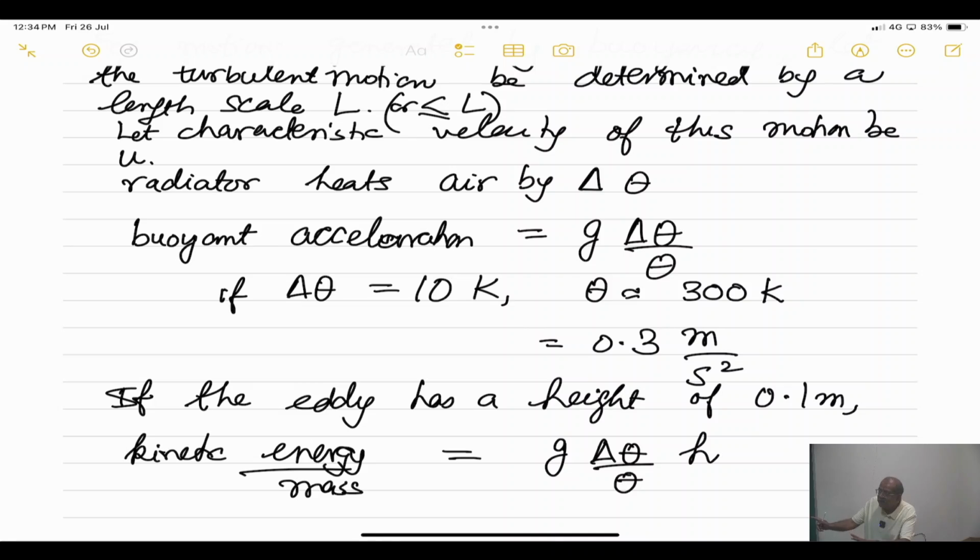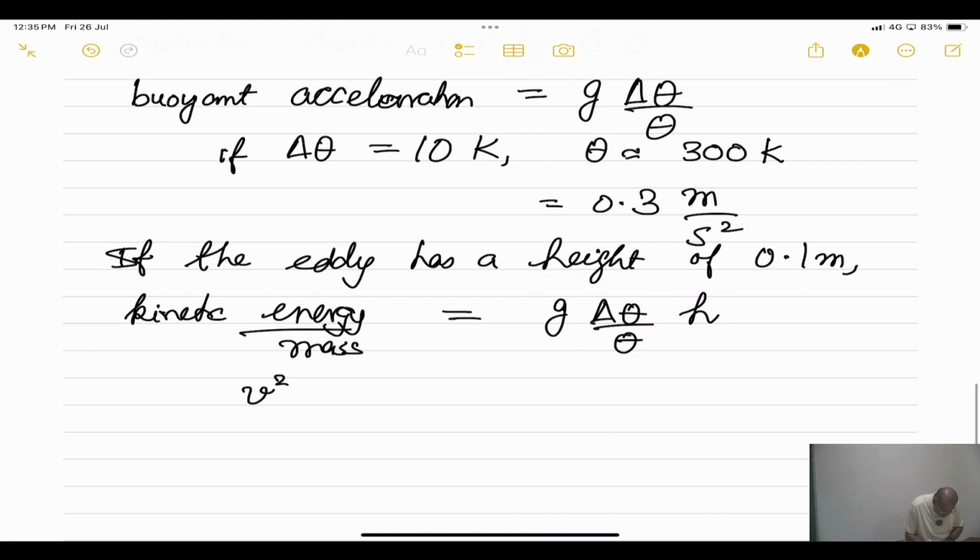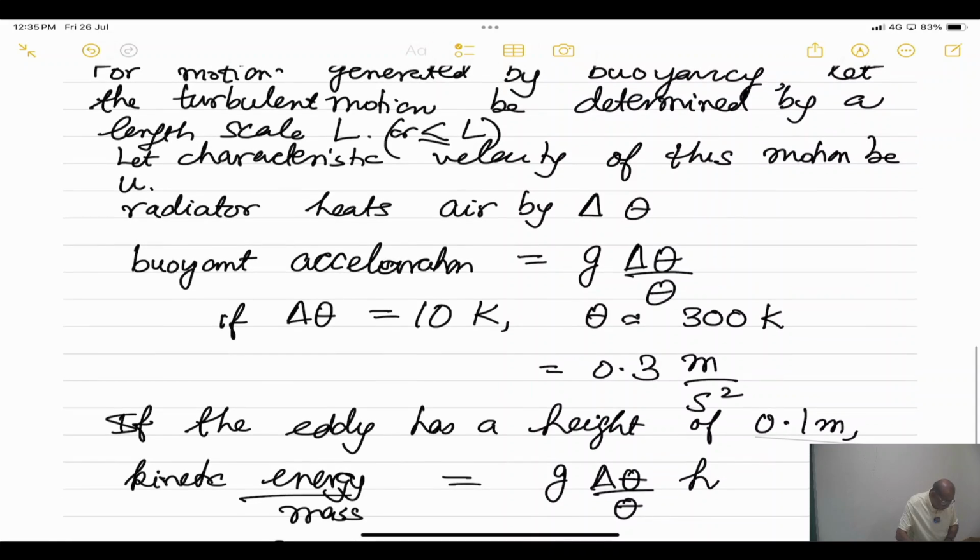Again, if you look at the expression 2as, where s is the distance travelled, 2as is equal to Vf square minus Vi square. Very simple explanation. If I divide by 2, I get V square by 2, which is the kinetic energy per unit mass, equal to the acceleration multiplied by the distance. So if this effect is felt up to h, we are trying to get the order of magnitude of this velocity, which we called u.